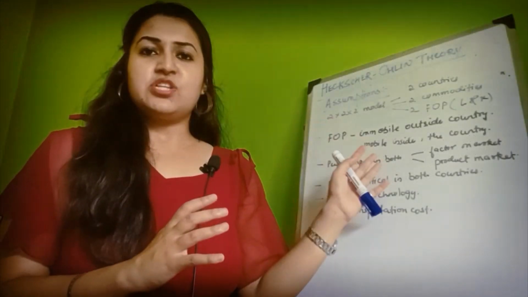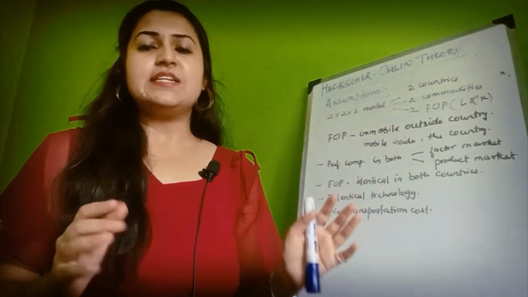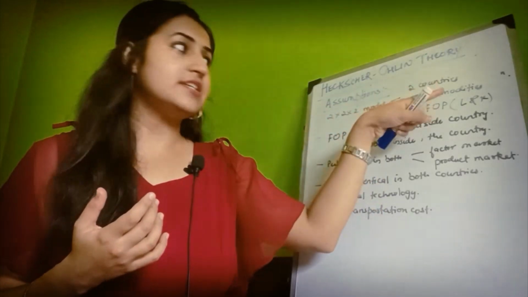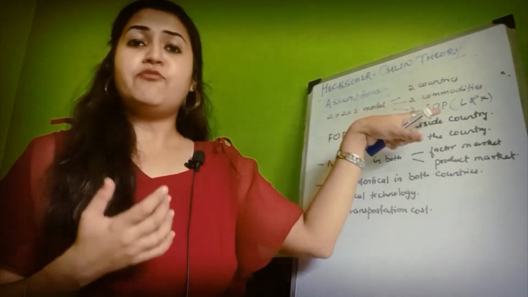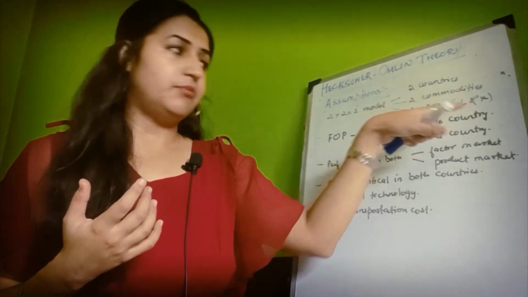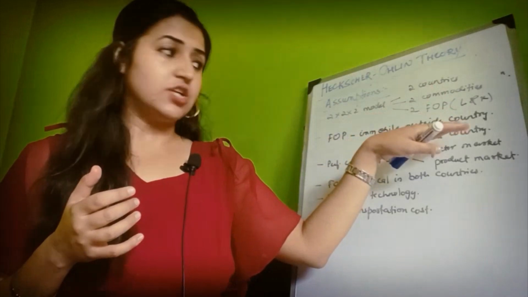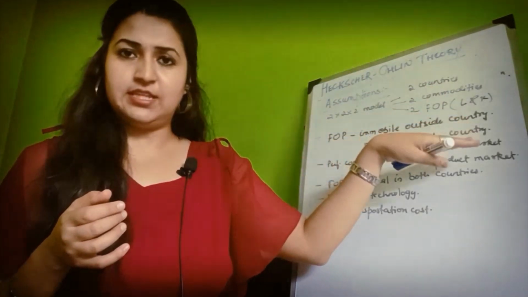We understand its assumptions, without which no model is complete. So let us start. It's a 2 into 2 into 2 model. That means 2 commodities, 2 countries, and 2 factors of production. Here we have taken labor and capital. These factors of production are immobile outside the country and they are mobile inside the country.